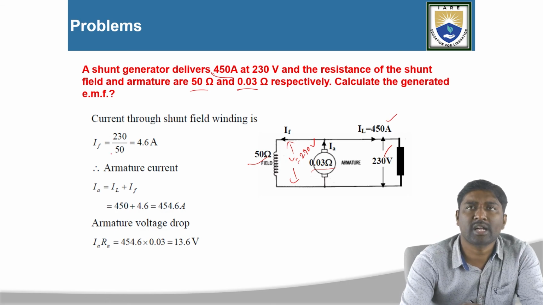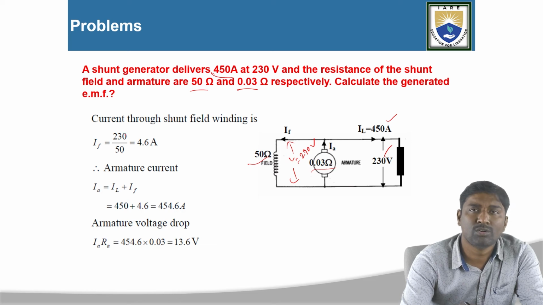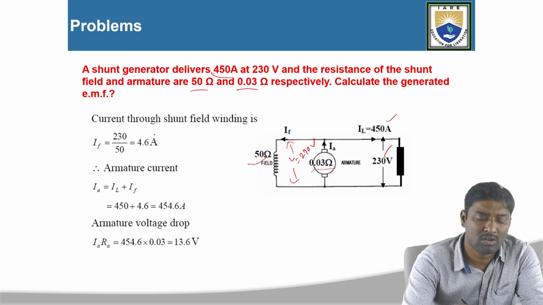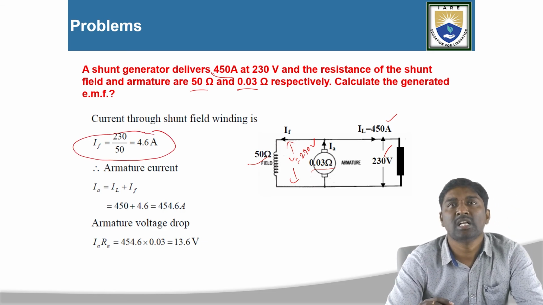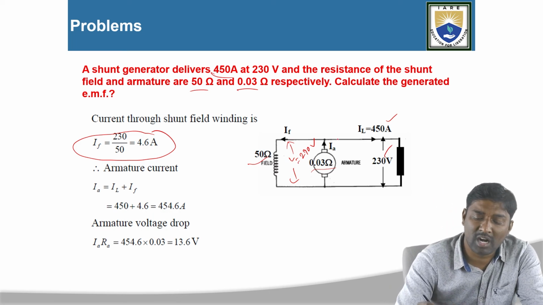So now what can you write? According to Ohm's law, I is equal to V by R. That is IF is equal to 230 divided by the resistance, 50. Then I am getting 4.6 amperes. That is the shunt field winding current, 4.6 amperes.